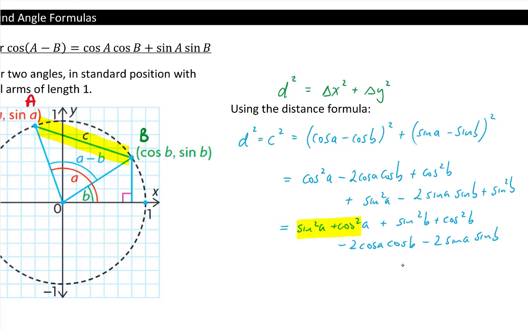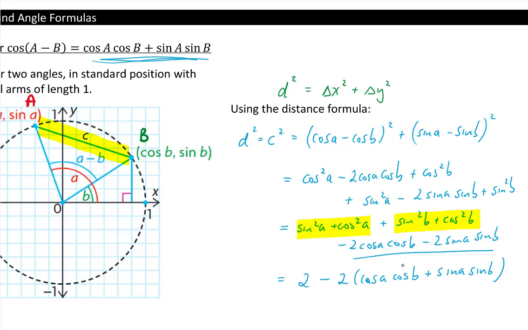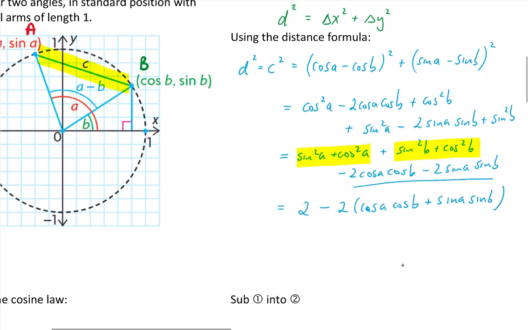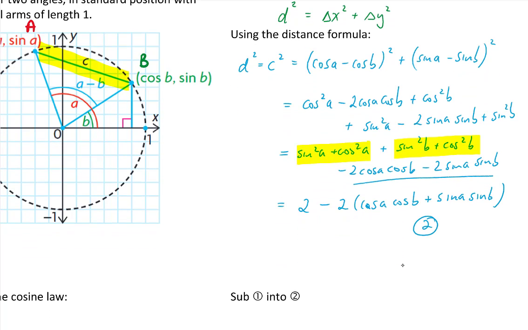Sine squared A plus cos squared A is one of our identities, and that is equal to 1. Same with sine squared B plus cos squared B, which is also equal to 1. So what I'm left with is 1 plus 1, which is 2. I'm going to take a common factor of minus 2 out of the next two terms, leaving minus 2 times cos A cos B plus sine A sine B. Notice it's starting to look like our definition of cosine A minus B. I'm going to stop there and call that equation number 2.